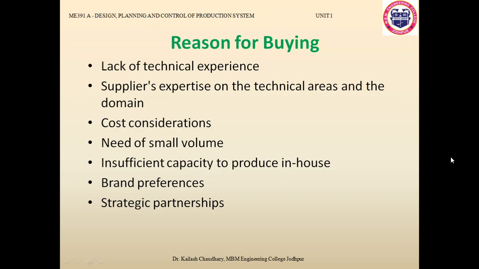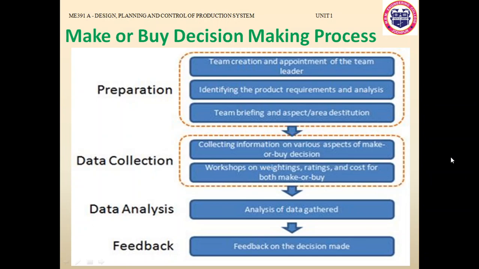So once we have an idea and clarity on whether to make or buy a product, we can make a decision based on this process. The make or buy decision process has four steps: preparation, data collection, data analysis, and feedback. In the preparation step, we identify the product requirement and analysis. We form a team, they think over it, and they decide which factors are important for a product.